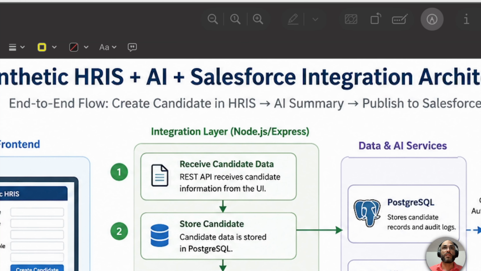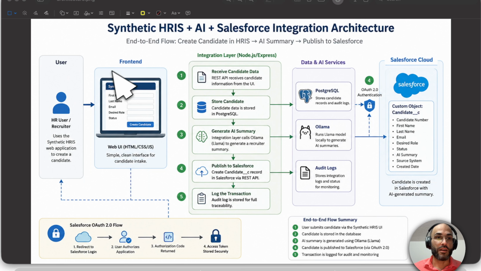So we see that on the left we have our synthetic HRIS application where the HR users will create candidate records. Those requests are received and processed by a Node.js integration layer, which stores the candidate data in our database. It generates an AI summary and it publishes into Salesforce. And lastly, it logs some auditing.